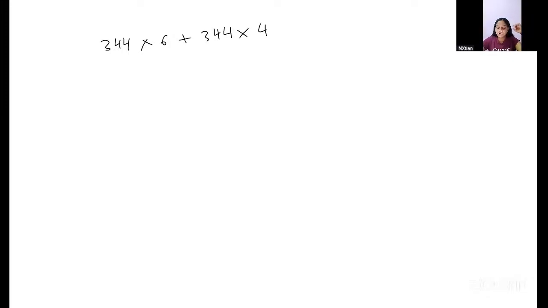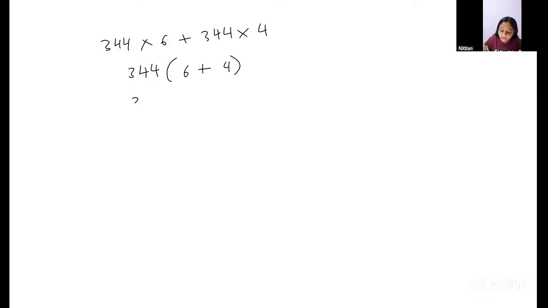So 344 I will take common outside the bracket. Why? Because I have 344 into 6 on the one side and 344 on the other side also, so only one time I can take 344 outside. Inside I will take 6. What sign is there? A plus sign. So plus 4. 6 plus 4 will be 10.